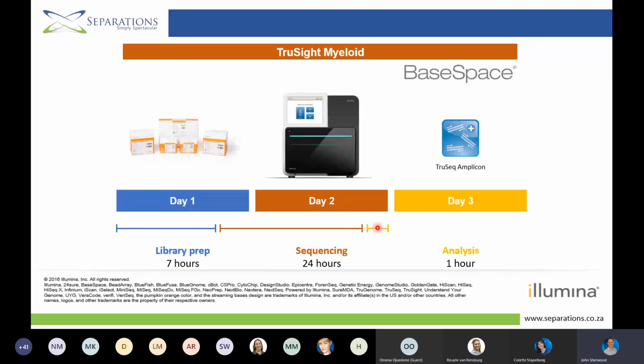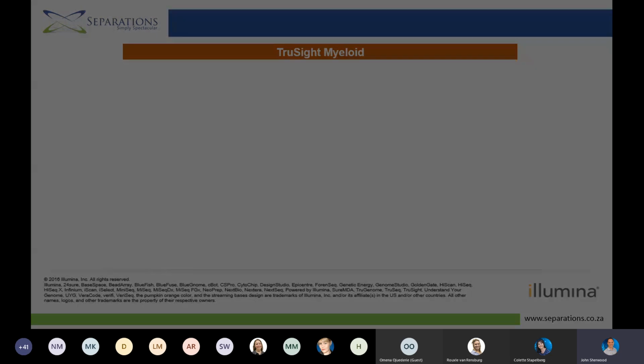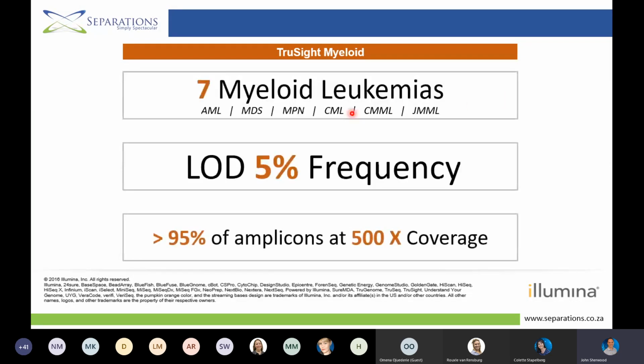This gives you, again, an idea of the throughput or of the workflow of the kit itself, as well as your analyses modules, which are available directly on the instrument or available via BaseSpace as well, to give you a complete workflow. So these will be the 7 myeloid leukemias that you're looking at, and you've got a very low limit of detection in terms of the frequency of these genes.